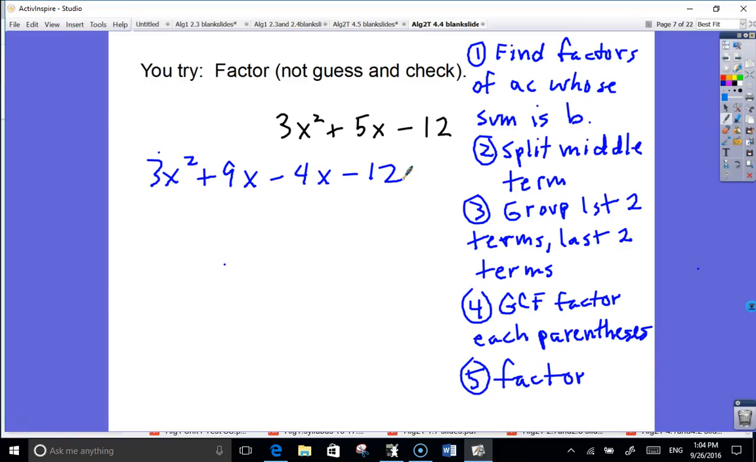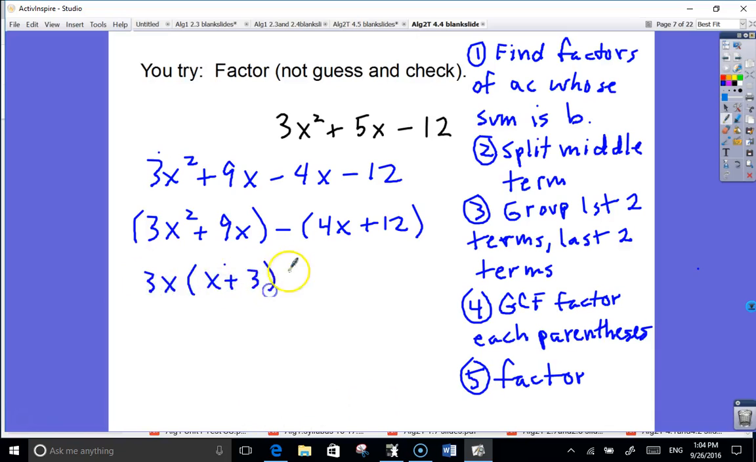I group the first two, group the last two. So I'm going to write like this, 3x squared plus 9x minus 4x plus 12, right, because of the minus in front of parentheses. Now, what's the greatest common factor in this first set of parentheses? 3x times x plus 3. And then what's the greatest common factor? 4 times x plus 3. And now we've got x plus 3 in both sets of parentheses. So it's x plus 3 and 3x minus 4.